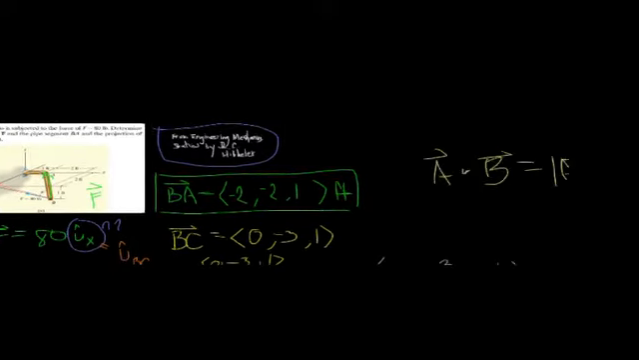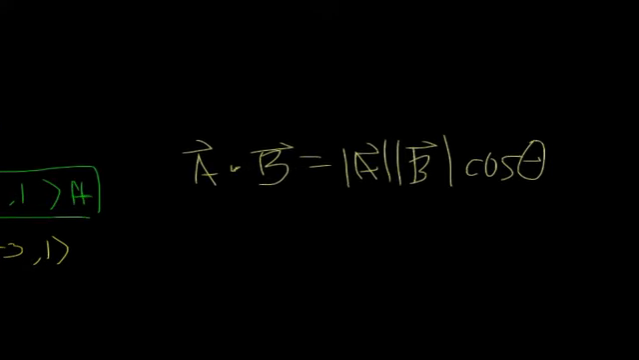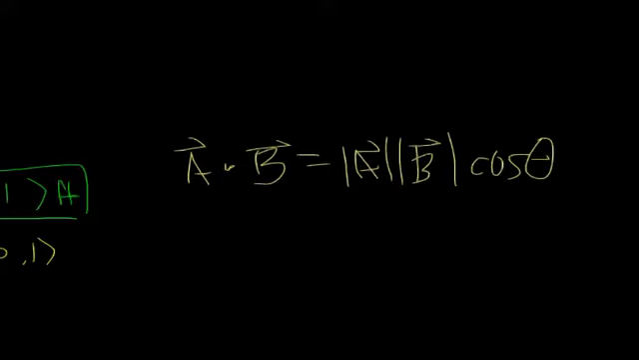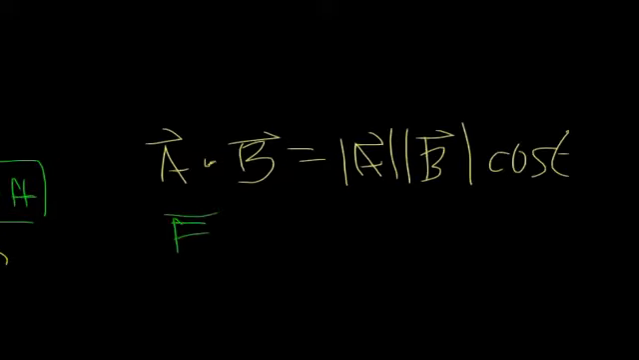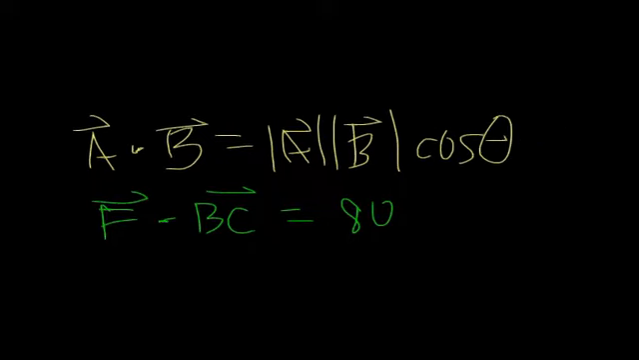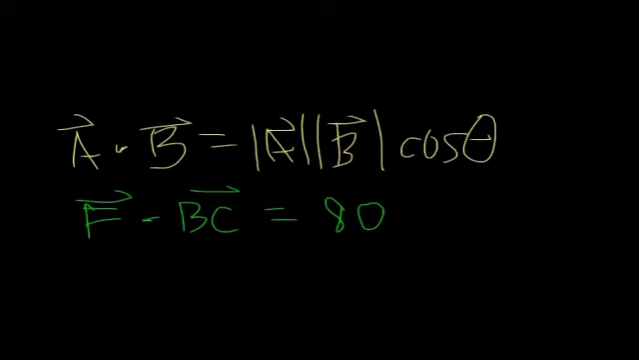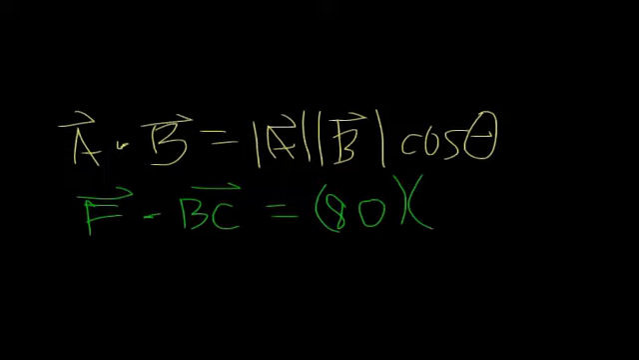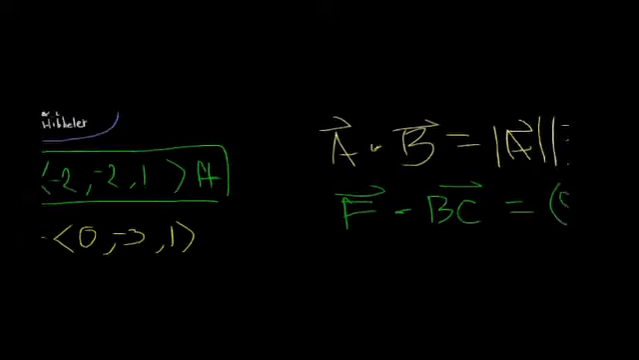Okay, so the magnitude of... wait, let me read. It's going to be F, the force vector, dot the vector BC. The magnitude of F is just 80 pounds. Let's not write the units anymore. Times BC, what's the magnitude of BC?